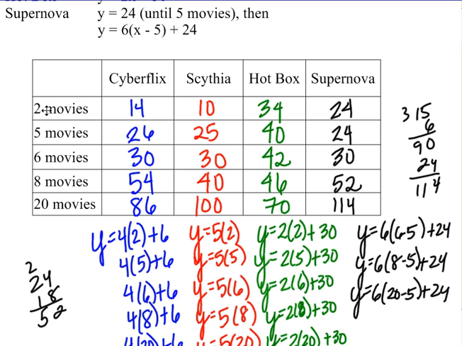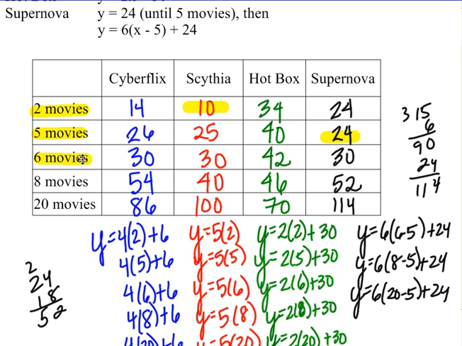So if we were only to buy 2 movies, our best bet is to go with Skithia. If we're just going to rent 2 movies a month, that's our best place to go and rent movies. If we're going to rent 5 movies a month, Supernova is looking really good here because then we're still only going to pay that flat fee of 24. Any other service is going to cost us more.